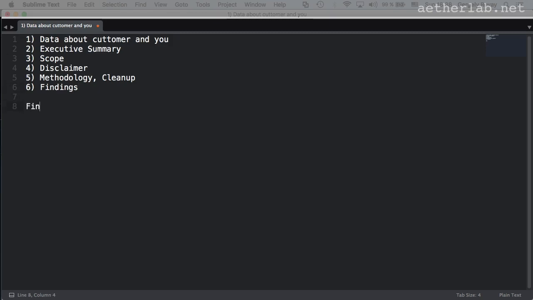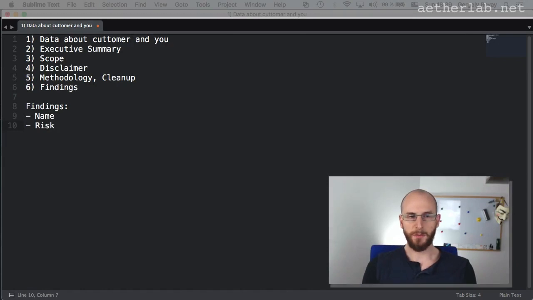So let's talk about the findings. There are a few things that every finding should have. For instance, obviously a name. This is just to differentiate between the various findings. Then a risk. This can be critical, high, medium, low, and maybe information. The risk is basically a combination of the exploitability of the finding and the severity of the finding.